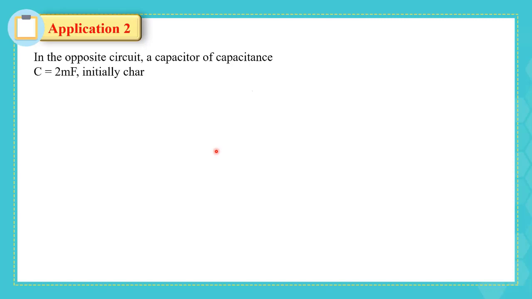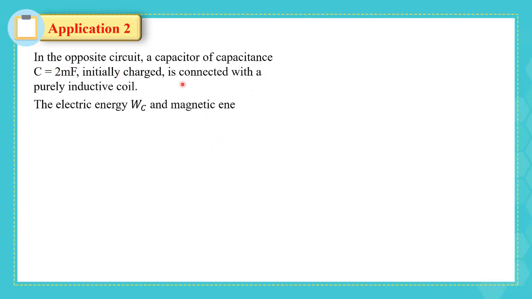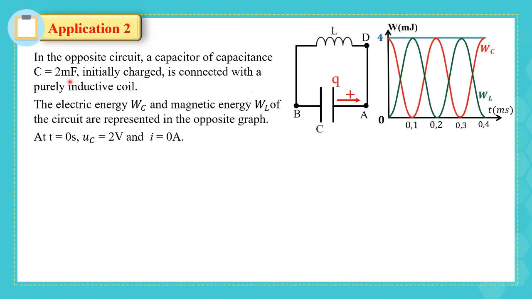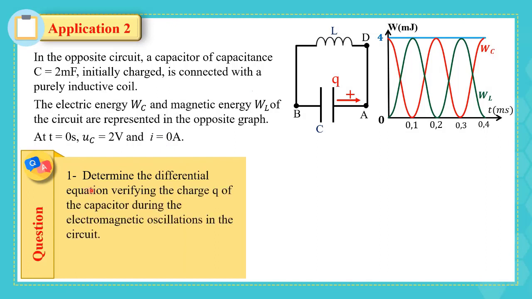Let's solve now application 2. In the opposite circuit, a capacitor of capacitance C equal 2 microfarad, initially charged, is connected with a purely inductive coil. The electric energy WC and the magnetic energy WL of the circuit are represented in the opposite graph. At t equals 0, UC equals 2 volt and i equals 0 ampere. Part 1. Determine the differential equation verifying the charge q of the capacitor during the electromagnetic oscillation in the circuit.